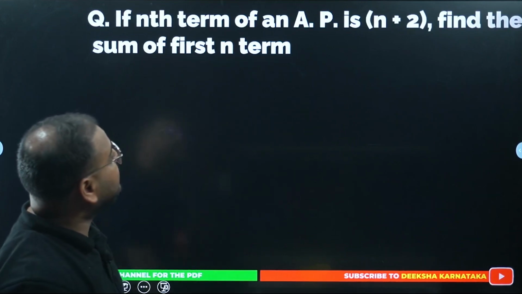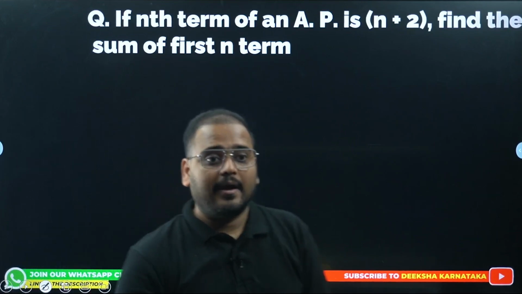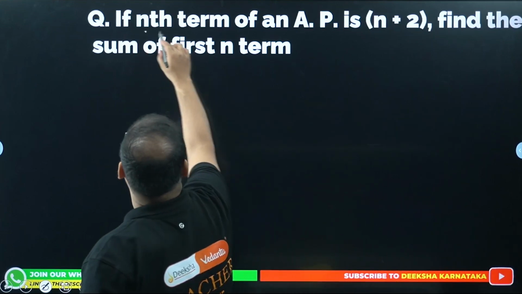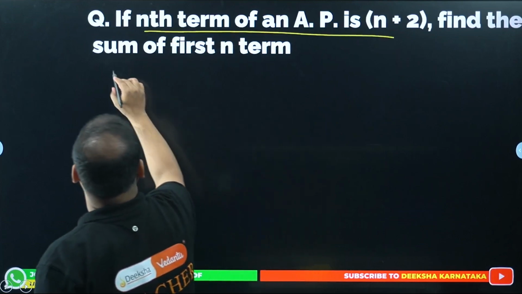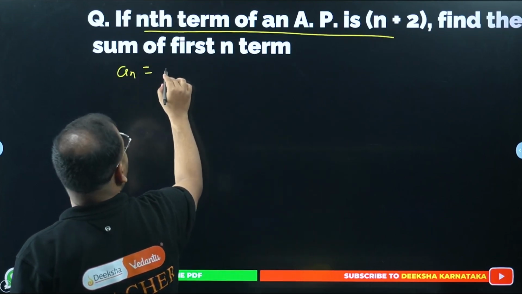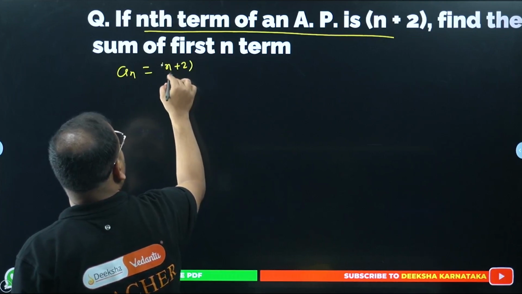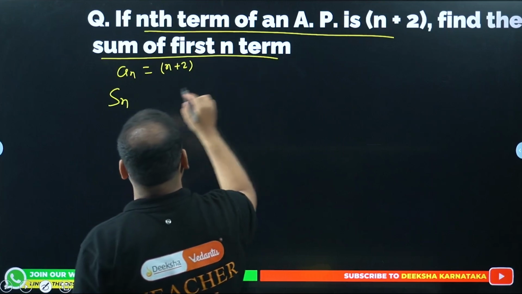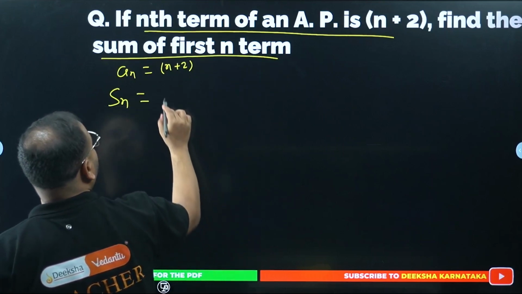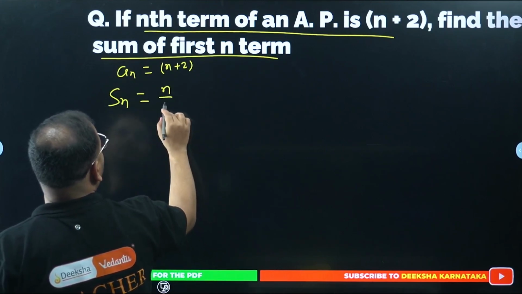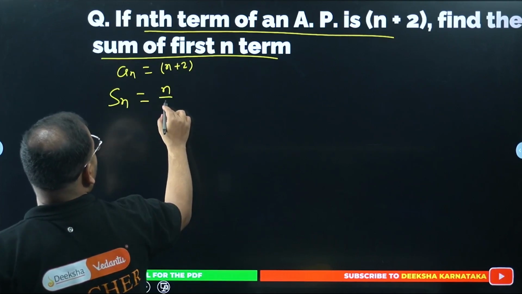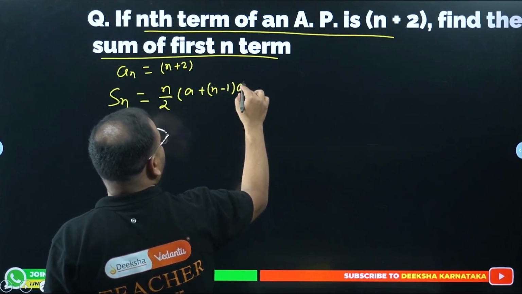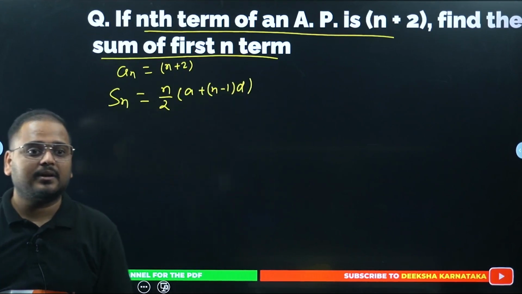If the nth term of an AP is n plus 2, find the sum of first n terms. Nth term means what, sir? An is equal to n plus 2. They are asking you to find the sum of n terms, Sn. What is the formula of Sn that we have learnt? n by 2 times 2a plus n minus 1 times d.